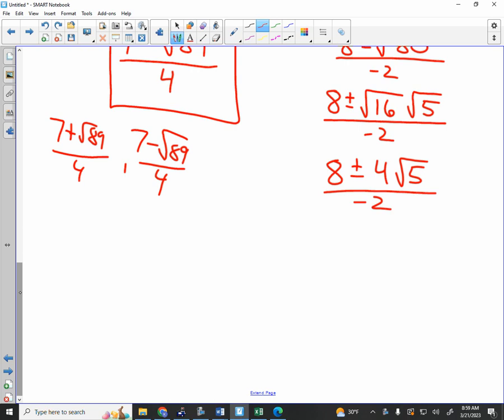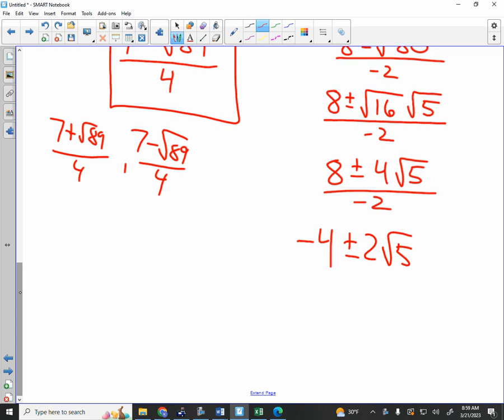I look at these numbers, they're all divisible by 2. And since it's a negative 2, I'm just going to divide it by negative 2. What's 8 divided by negative 2? Negative 4. And 4 divided by negative 2? Negative 2. Since there's a plus or minus, you just write 2. It takes care of the positive and the negative.